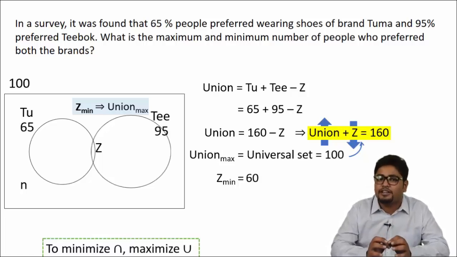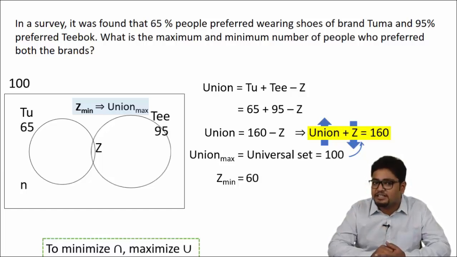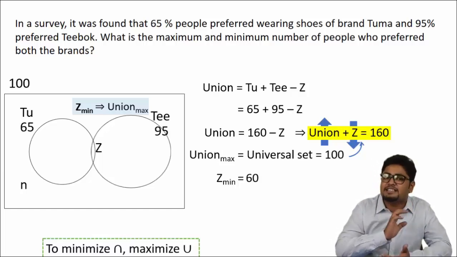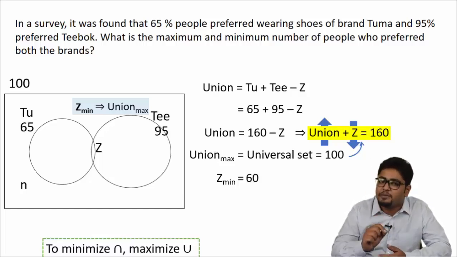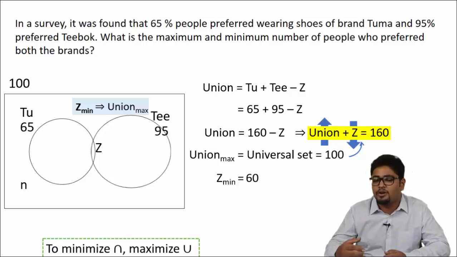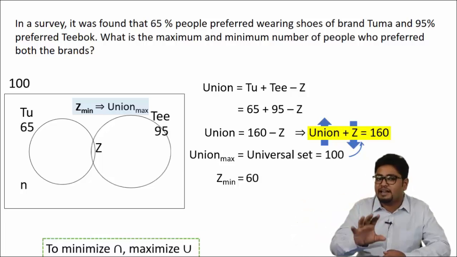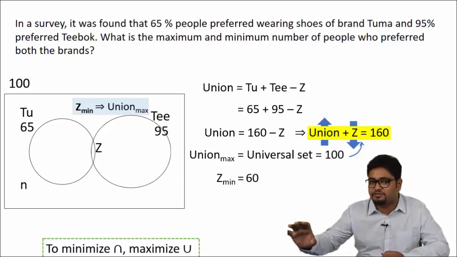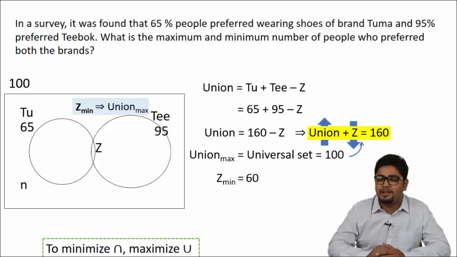Now, we have to find the maximum percent of people preferring both the brands. We have the minimum value of Z as 60. Can we put Z as 65? If I put Z as 65, then people preferring only Puma becomes 0. Only T-Bog becomes 95 minus 65, that is 30. And people preferring none becomes 5% in this case.